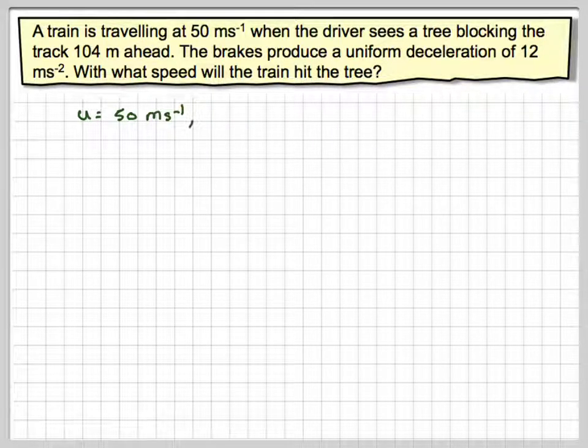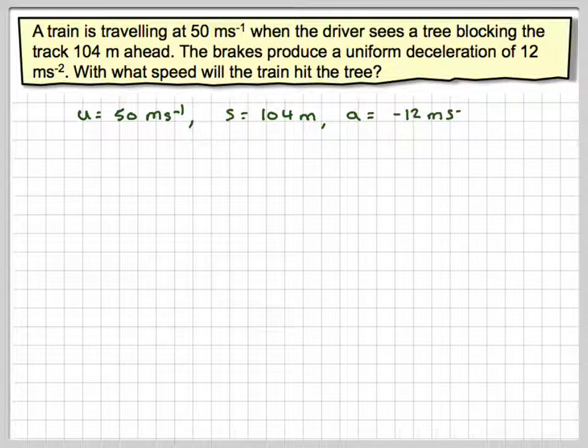So if we extract the information, we've got u is 50 meters per second, s is 104 meters, the acceleration, well, we're told the deceleration is 12, so the acceleration is minus 12 meters per second squared, and we need to find the speed, the final speed.